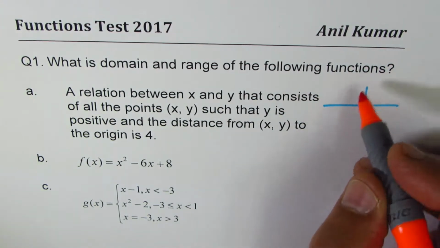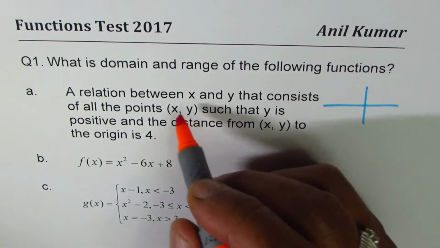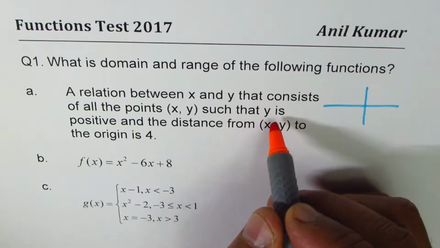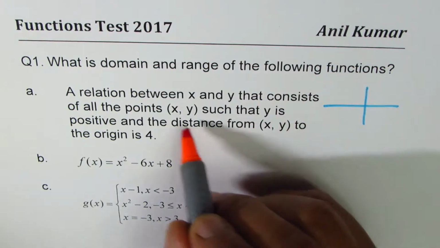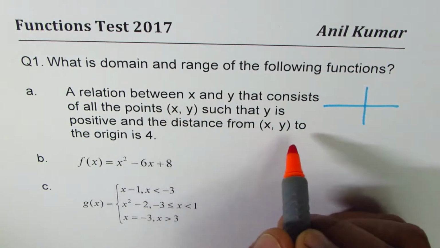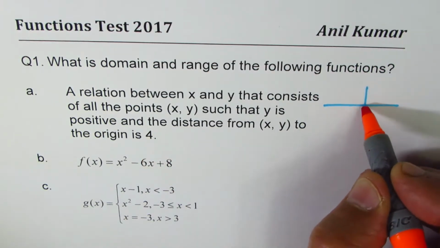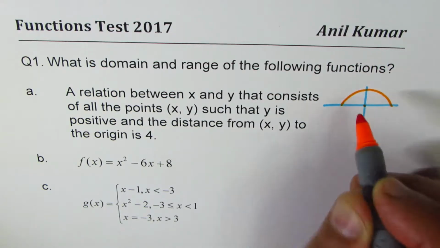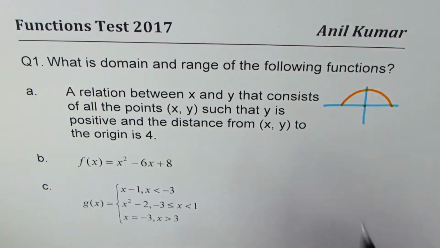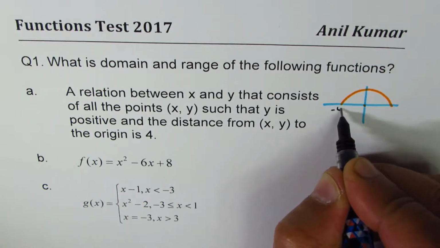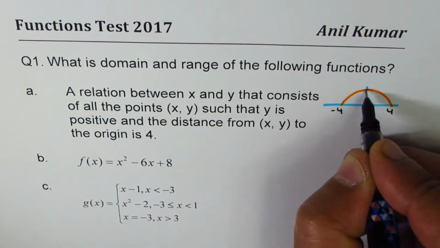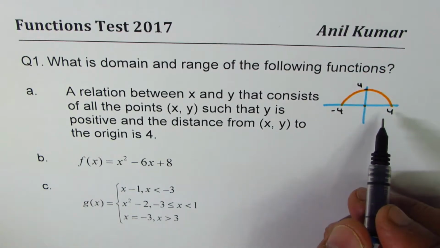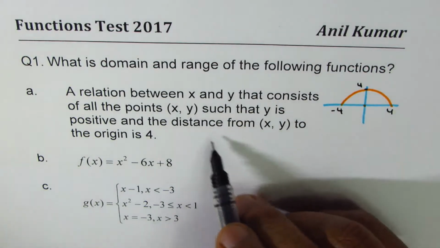On this coordinate plane, we have the combination of points (x, y) so that y is positive and the distance of this point from the origin is 4 units. So from the origin, you are 4 units away. So it's like a semicircle. Do you see that? So this is minus 4, this is plus 4, and the y-intercept will also be plus. So a semicircle is the one which we are talking about in this description.